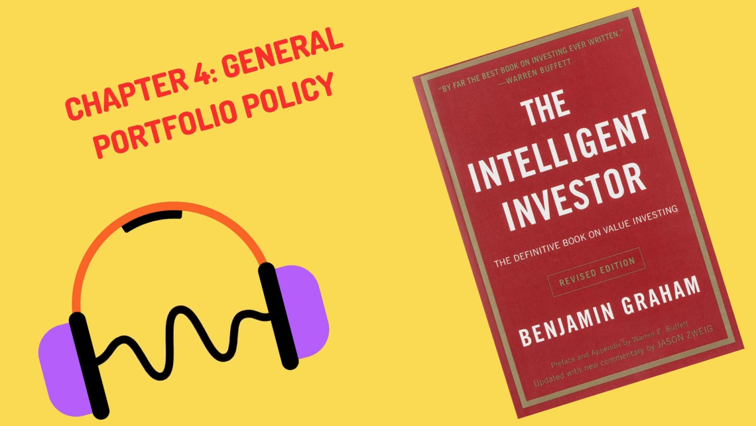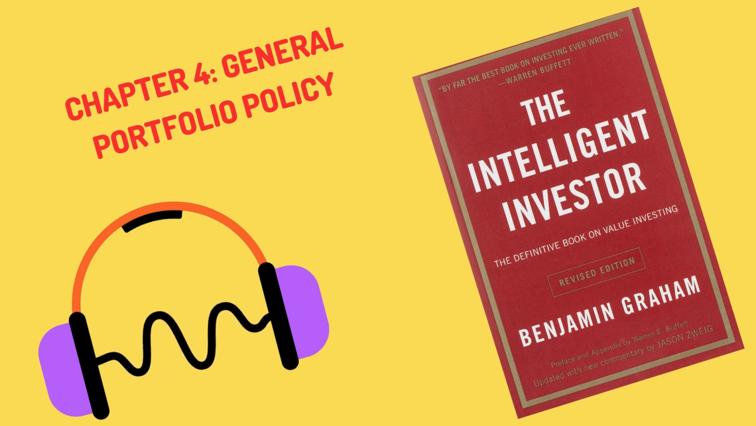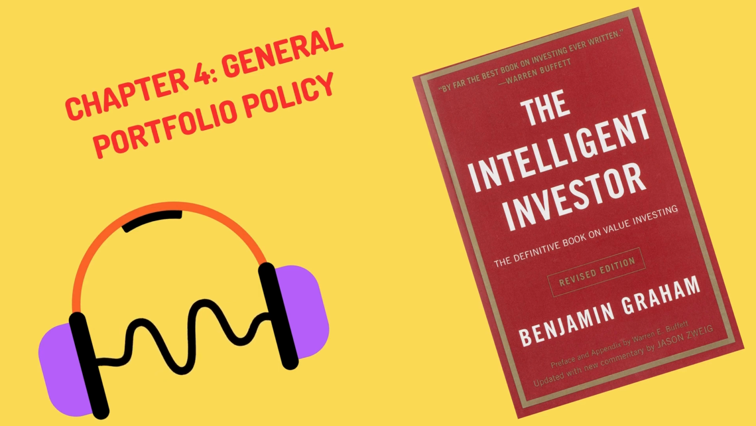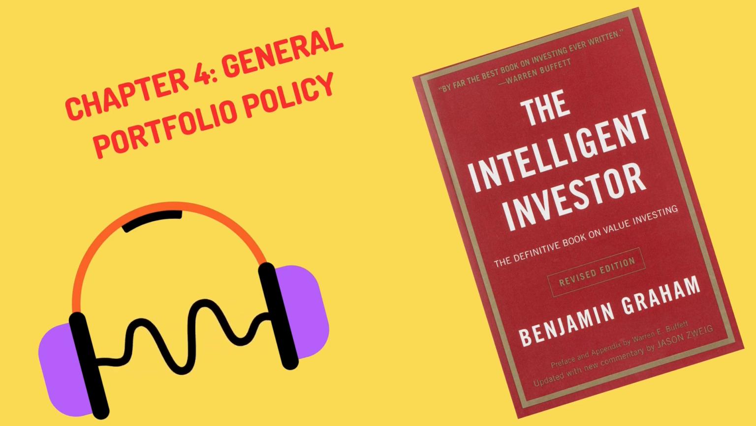Chapter 4, General Portfolio Policy, the Defensive Investor. In this chapter, Benjamin Graham discusses how the defensive investor can construct a portfolio that minimizes risk while still achieving satisfactory returns. Graham defines the defensive investor as one who is primarily interested in the safety of their principal and who is willing to accept lower returns in exchange for greater stability. He notes that such investors should focus on investments that offer a margin of safety and that they should be cautious when investing in stocks, particularly during times of high market valuations.